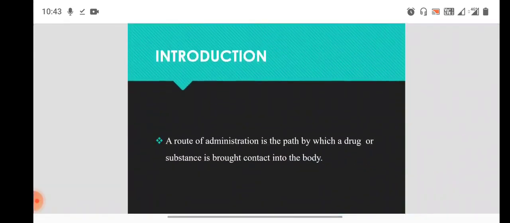So first of all, what are the routes that are used to administer the drugs? What is the purpose why we are selecting these routes? First of all, the route of drug administration is a path by which a drug or substance is brought into contact with the body.